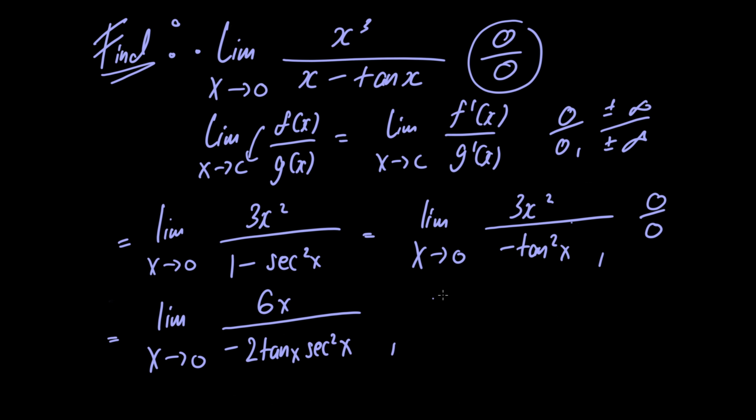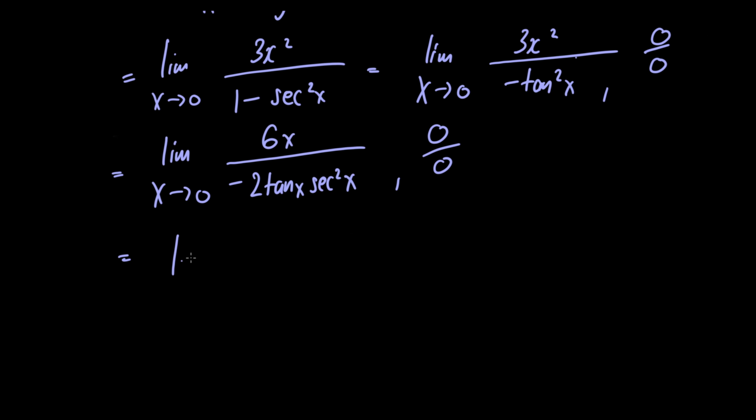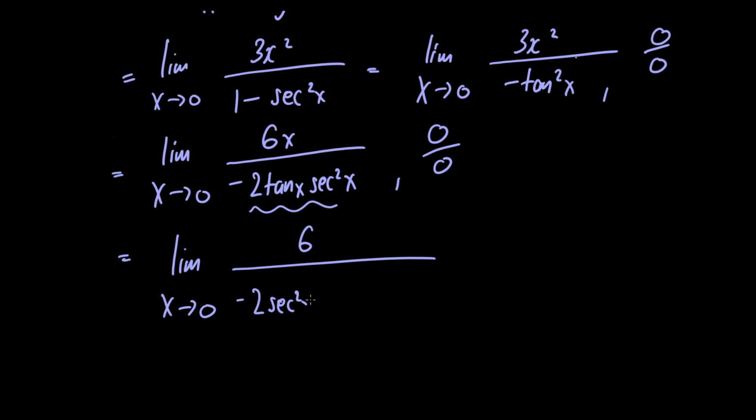Again, this limit is of indeterminate form 0 over 0 if we let x tend to 0, so we're going to have to apply L'Hopital's rule for a third time in order to be able to solve it. Doing so, we have the limit as x approaches 0 of 6 divided by, now we will have to use the product rule here to take this derivative. Doing so, we have minus 2 times secant squared of x times secant squared of x minus 2 times tangent of x times 2 times secant squared of x times tangent of x.